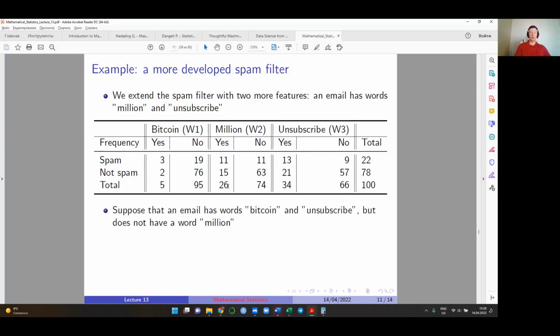So now, suppose that we receive an email, and this email has words Bitcoin and unsubscribe, but does not have the word million. So we are here in this column. Bitcoin is yes, million is no, and unsubscribe is yes. So we need to compute the following conditional probabilities. We have information about this email. We have 3 variables, W1, W2, W3, or X1, X2, X3, whatever.